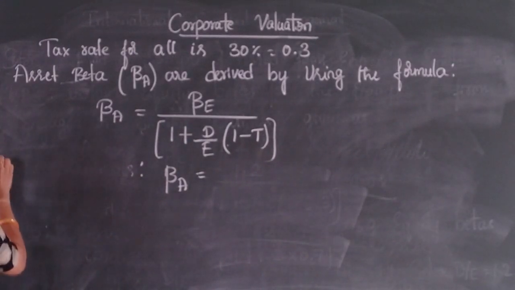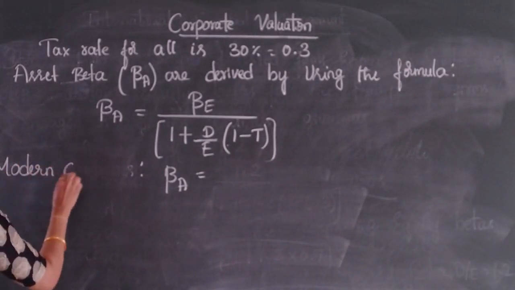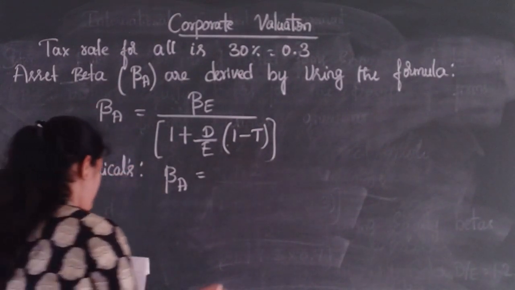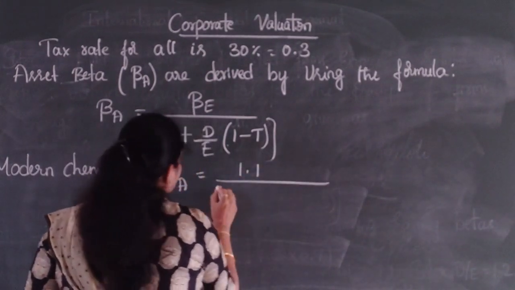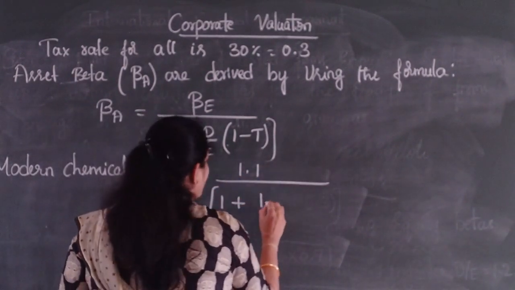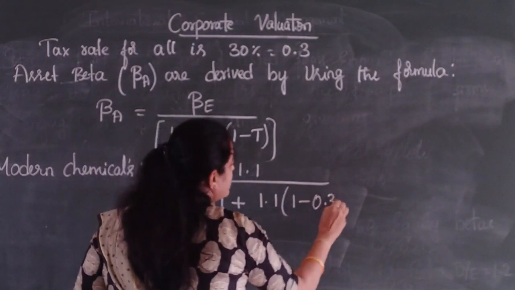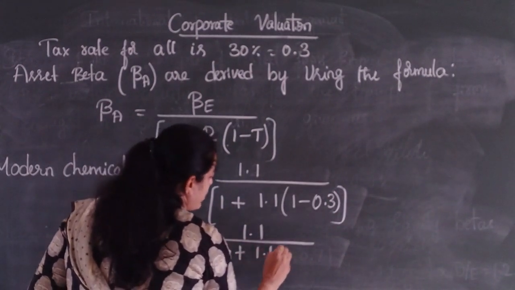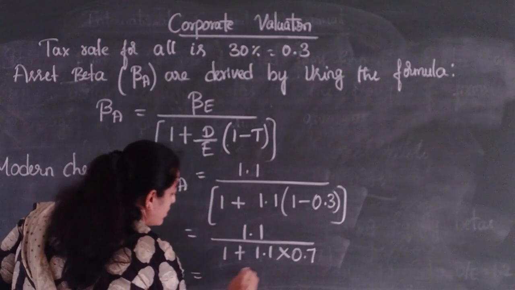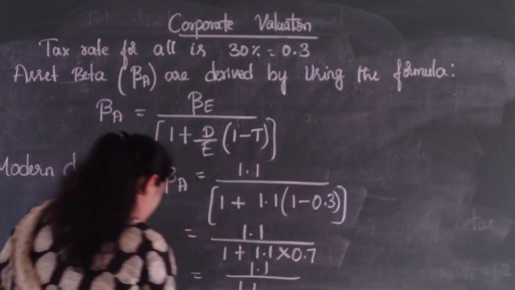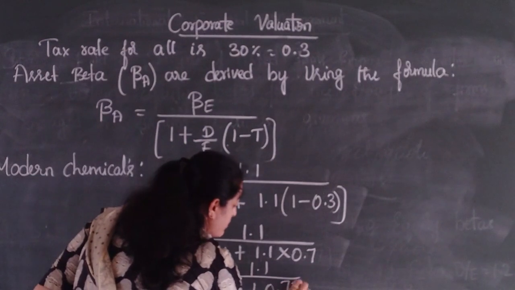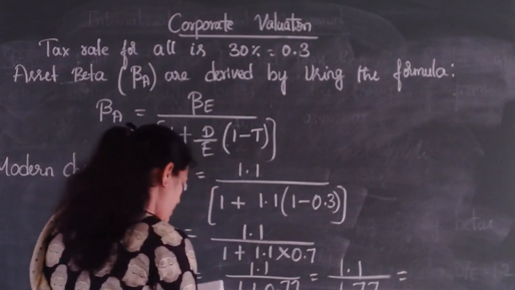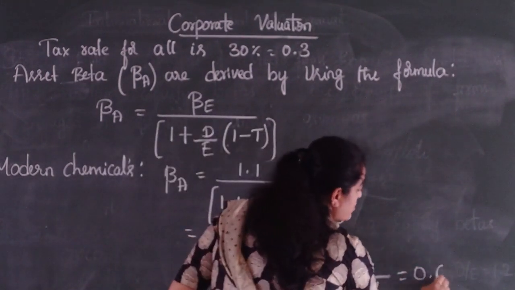Modern Chemicals, beta A is 1.1 divided by 1 plus 1.1 multiplied by 1 minus 0.3. 1.1 divided by 1 plus 1.1 into 0.7, 1.1 divided by 1 plus 0.77, 1.1 divided by 1.77. The answer is beta A of Modern Chemicals is 0.62.